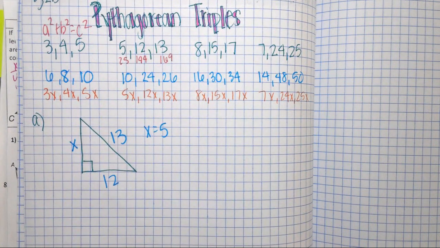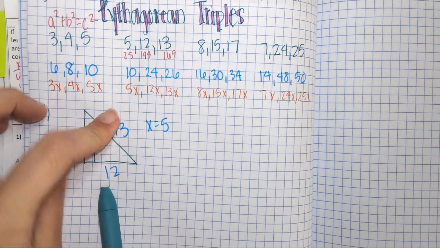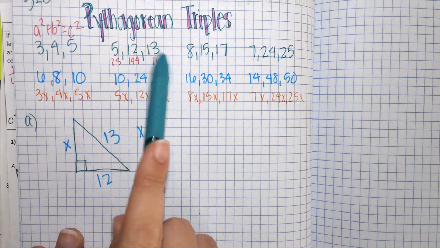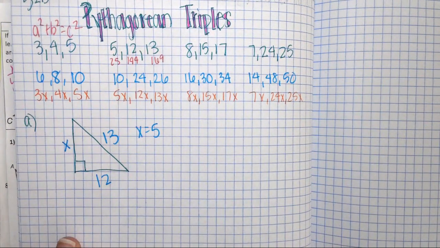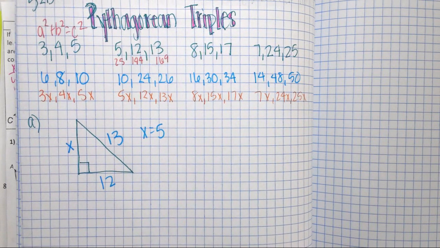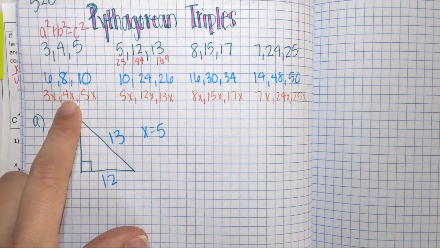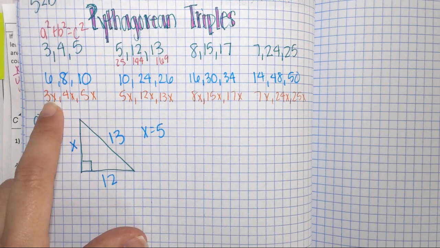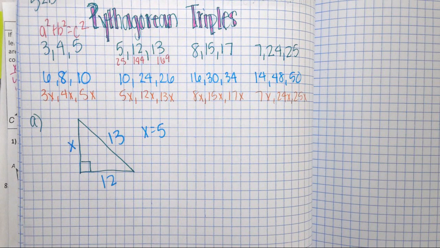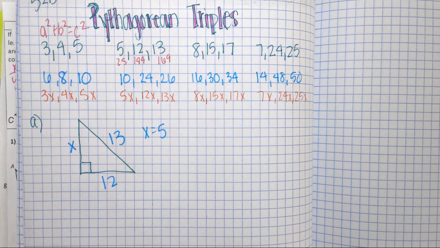Now, how I did that was I saw that I have 12 and 13, and I asked myself, is that part of a triple? It is. And what's the missing side length of that triple? Those are the only triples that exist. There's no other ones, and I can just stay with those. 3x, 4x, 5x. So if you multiplied 3 by 5, 15, 20, and 25 would be a triple. All the ones up there are all the triples that ever exist.